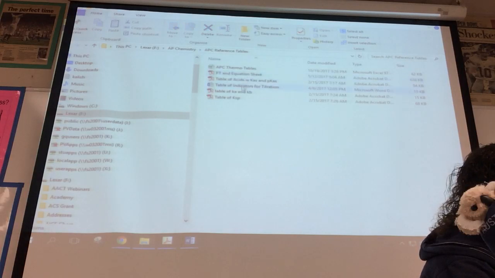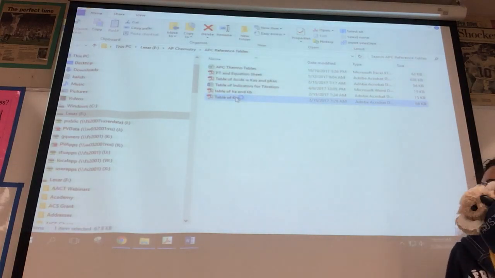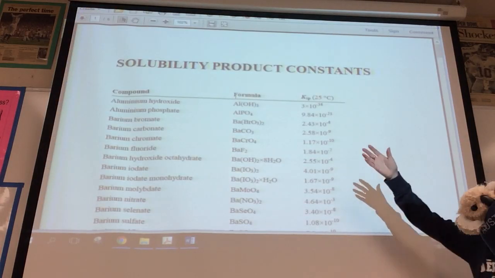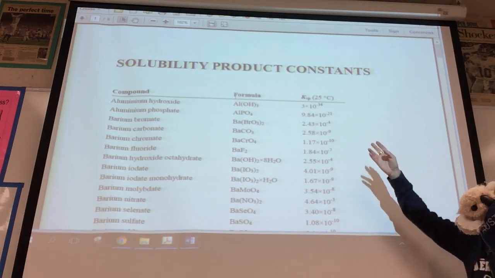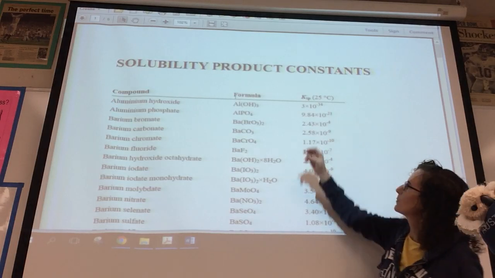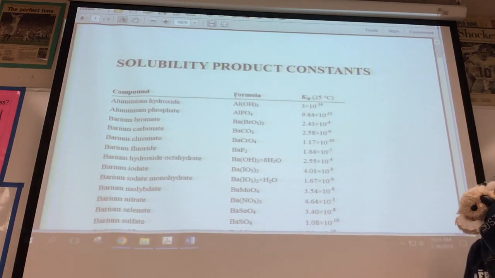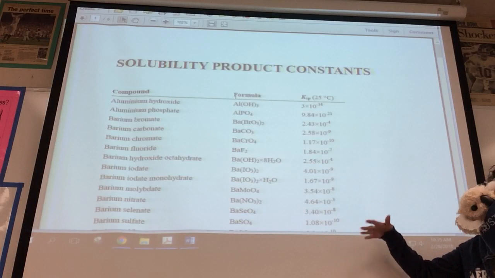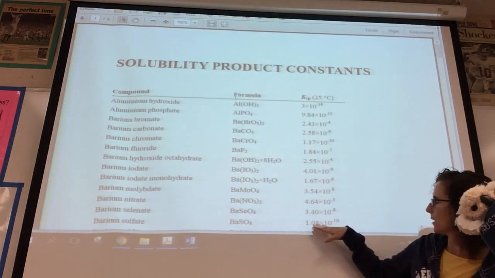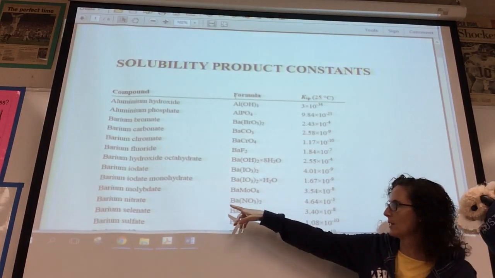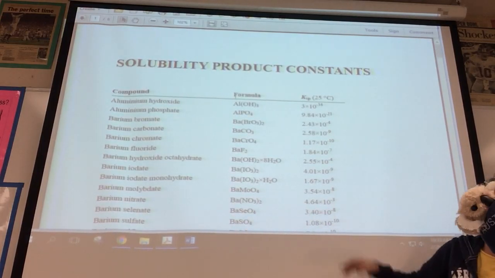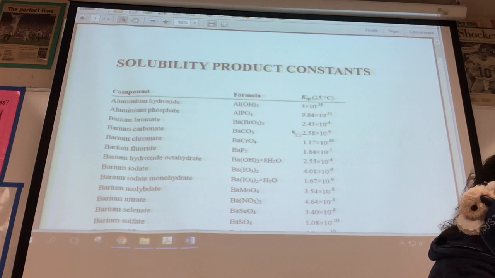There it is. So here would be a table of KSP. For example, aluminum hydroxides. Most hydroxides are not water soluble or barely. And this one, KSP, is very, very small. Here are the barium-containing ones. Here's barium sulfate that we looked at, etc. You'll see barium nitrate, that is water-soluble, so the KSP value will be much greater. So the smaller the KSP, the less soluble it is.